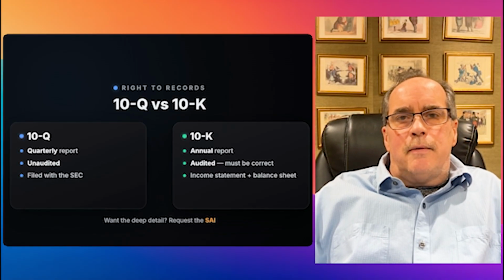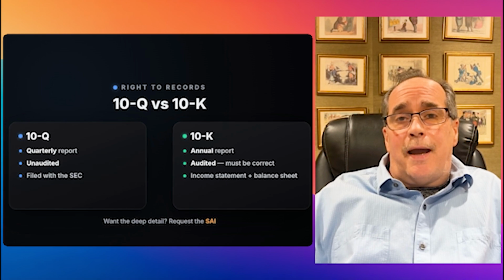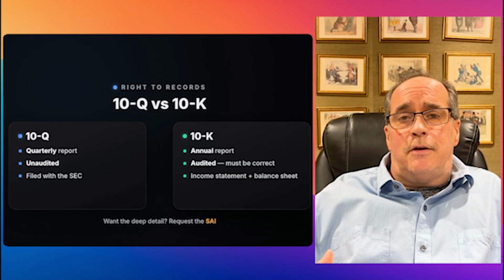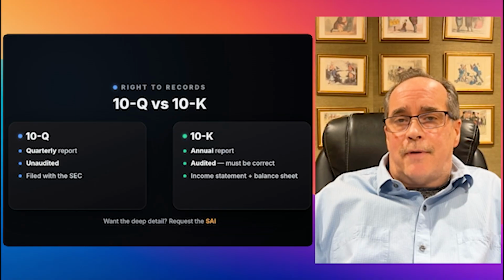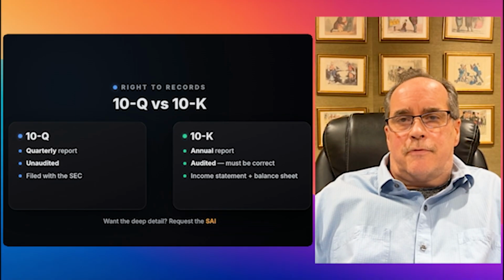Another way that shareholders can keep track of books and records, if you're a little more sophisticated, they have an SAI, they call it, which if you request it, the company has to give it to you. And that's a much more detailed record of how they invest, of what they invest in. And generally speaking, that would be a very sophisticated investor asking for that.